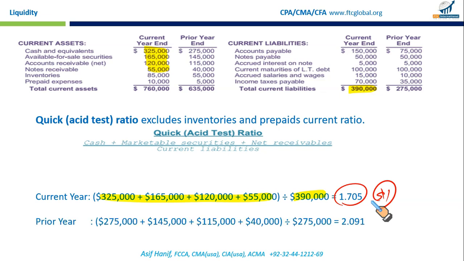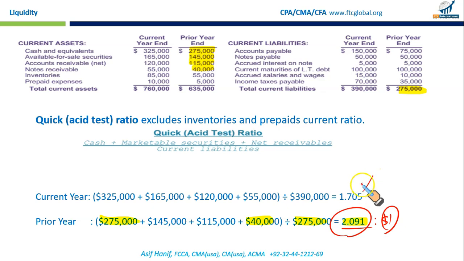Good. What was the case last year? Last year we had these many quick assets, starting from 275 through 40 and dividing it by the last year current liabilities. It was 2.09. Good. So previously for every $1 liability, we had $2.09 worth of liquid assets. So previously our liquidity was better last year, and it has deteriorated to some extent now.